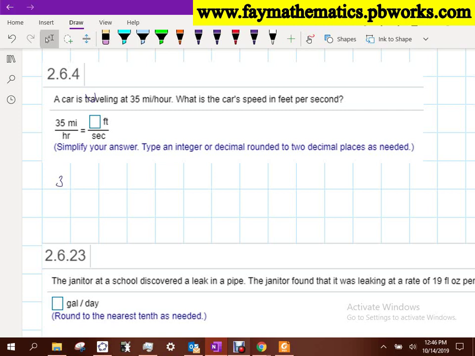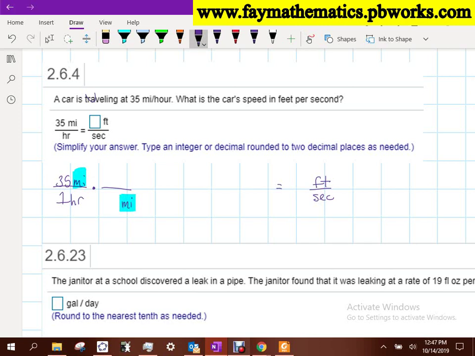So we're going 35 miles for every 1 hour. Okay, and we want to get that into feet per second. So what we're doing is we're trying to get this. This is the process every single time. Take that unit, and it's got to go down here, right? Okay. So then we're gonna have miles right there.